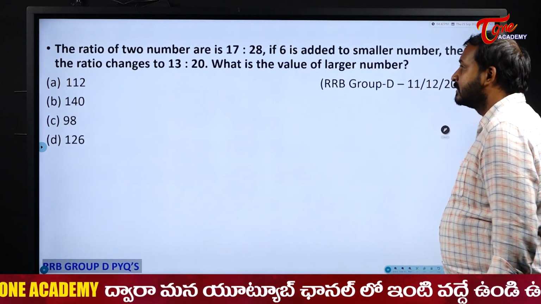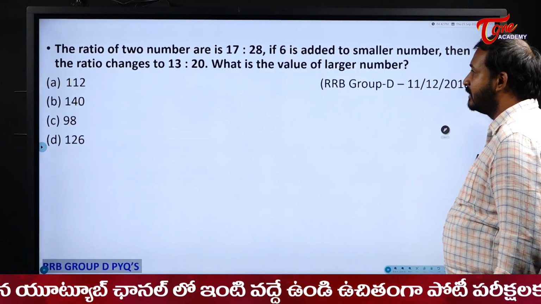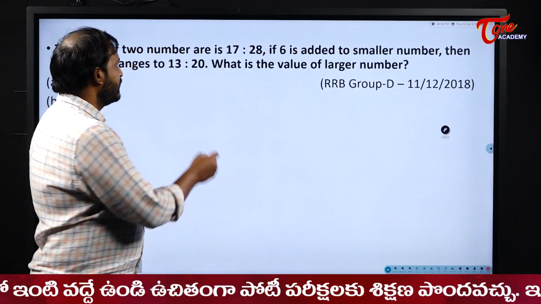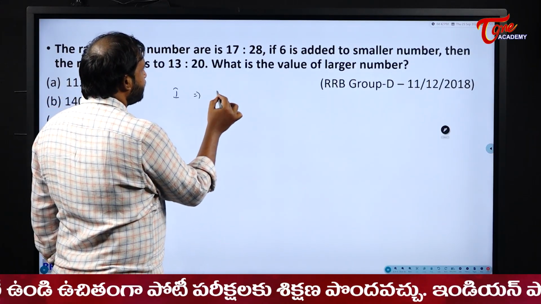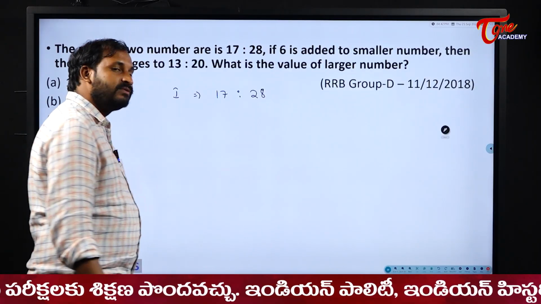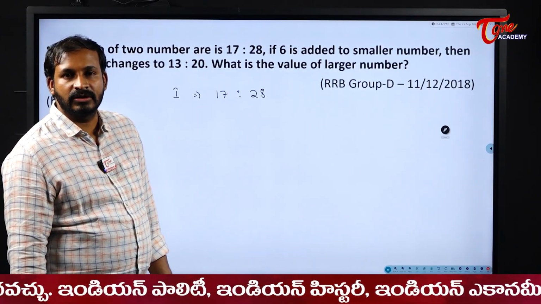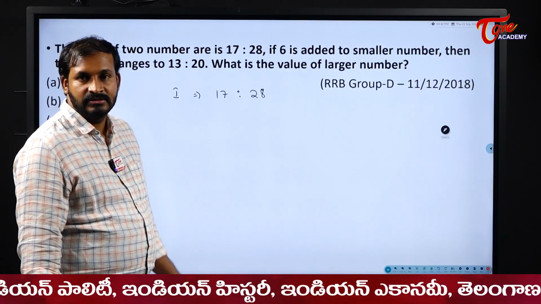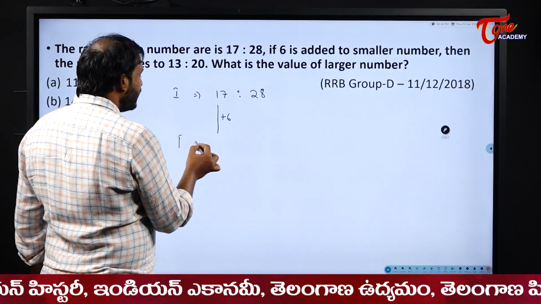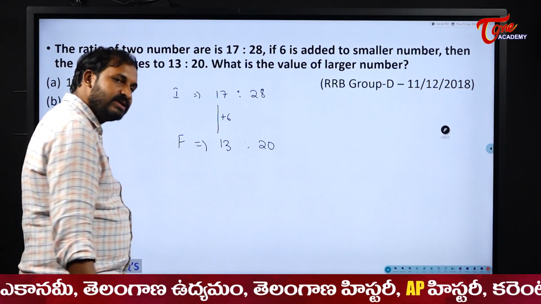Next one. The ratio of two numbers is 17 is to 28. If 60 is added to the smaller number, then the ratio is changed to 13 is to 20. Okay. Initially, what is the ratio? 17 is to 28. Now tell me which one is the smallest one among these two? This one, right? First one. So for this we are adding 60. Because of that, finally it is becoming 13 is to 20.